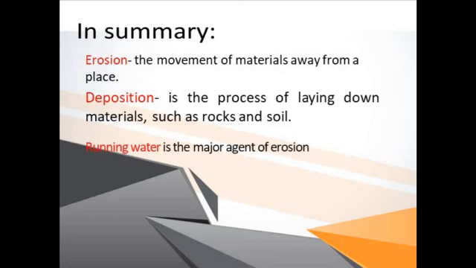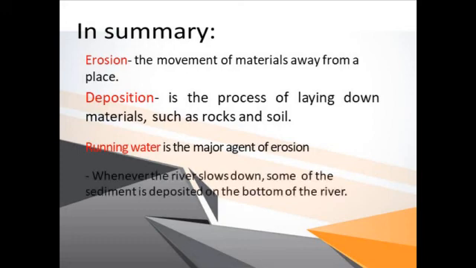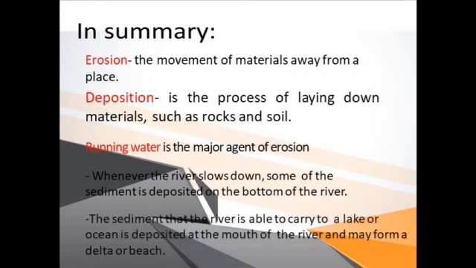And what is the major agent of erosion? It's the running water. So running water is the major agent of erosion. And whenever the river slows down, some of the sediment is deposited on the bottom of the river. And the sediment that the river is able to carry to a lake or ocean is deposited at the mouth of the river and may form a delta or beach.